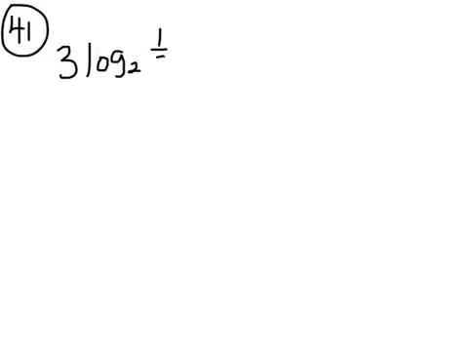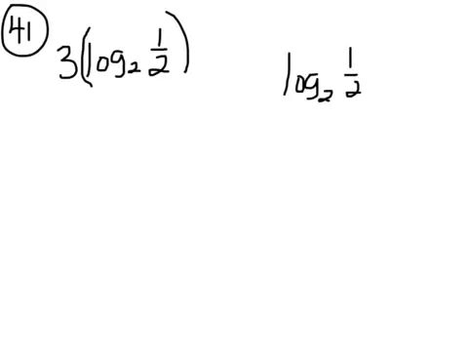Last one was 41. For 41, it told you to use log properties: 3 log 2 of 1/2. They want you to evaluate it or rewrite the expression. Well, now let's think about this. Let's just look at the log 2 of 1/2. Let's go off to the side and think about it.